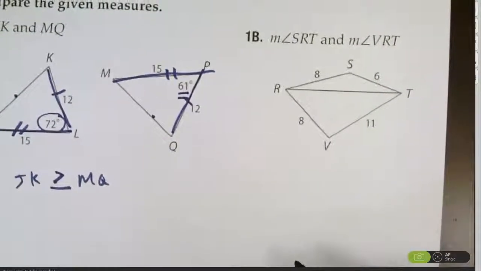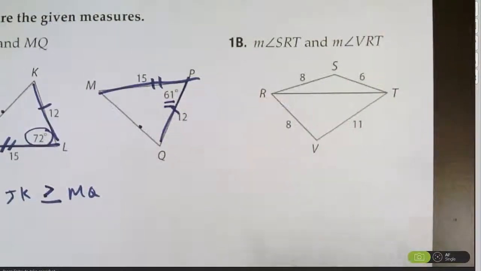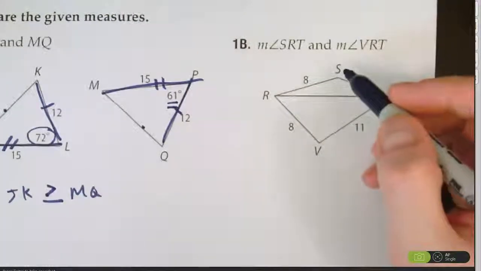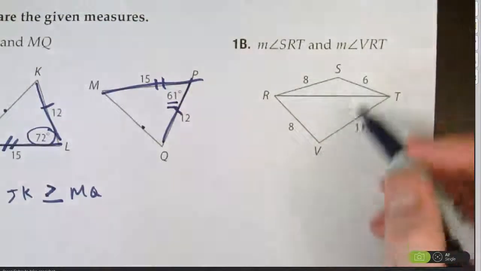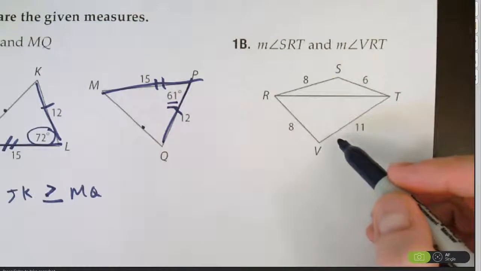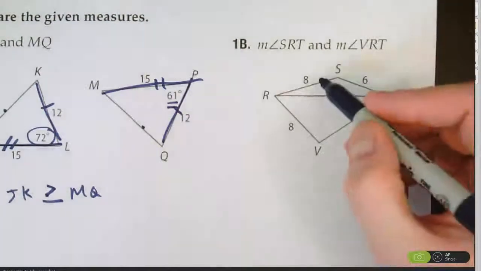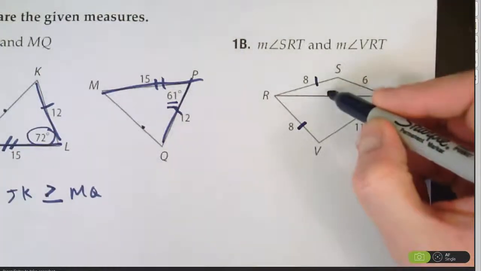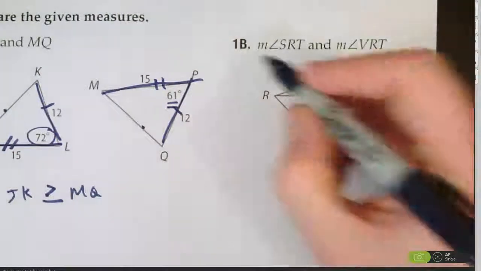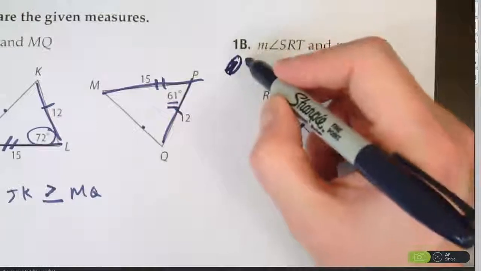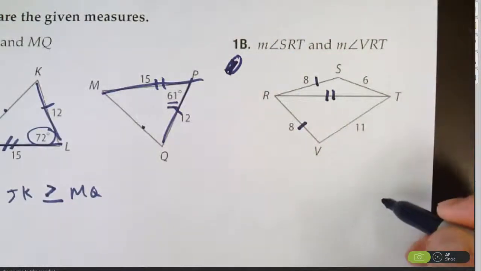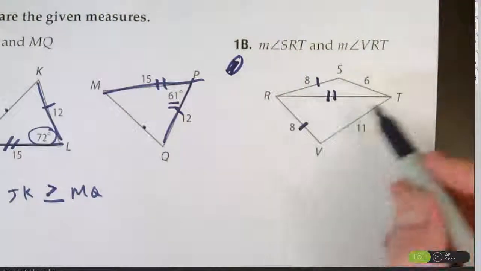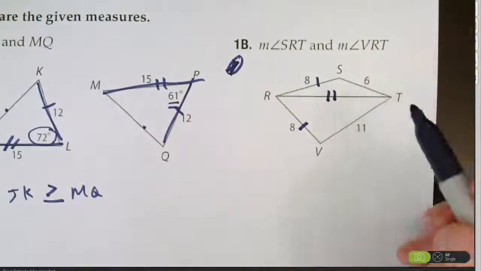Now, on problem 1b, again, we're using the hinge theorem, but what I have to have is two pairs of congruent sides. If you look at this drawing here, you might say, well, I only see one pair of congruent sides, 8 and 8. But RT is congruent to itself. Why? Okay, so coming back here, hopefully you've said that RT is congruent to itself because of the reflexive property.